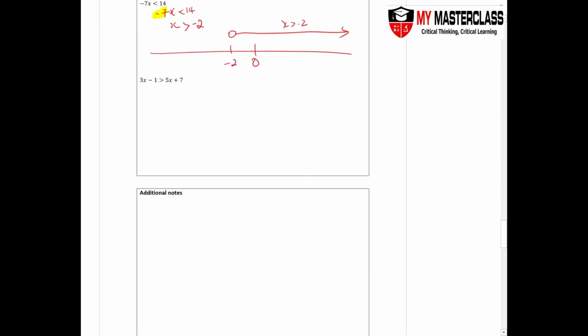Last one. Let's combine the like terms together. You have 3x minus 5x, and 7 plus 1. You have negative 2x more than 8. Bring over the negative 2, you have x. 8 divided by negative 2, you should have negative 4. Again, when you divide by a negative, what do you do? You change sign, such that it becomes negative 4 here. So again, draw your number line. You have a 0, you have a negative 4. It is smaller than, again, this way. So all's good.